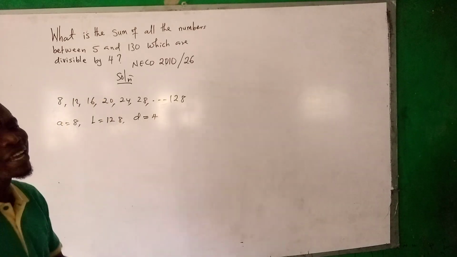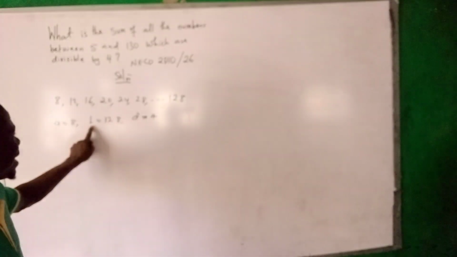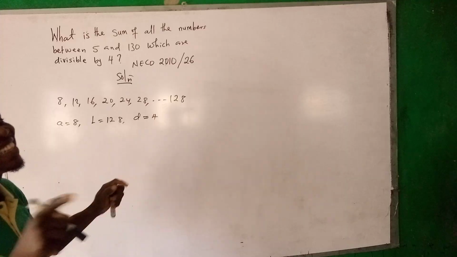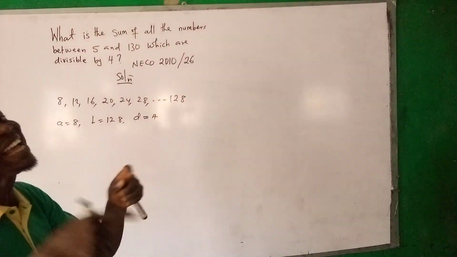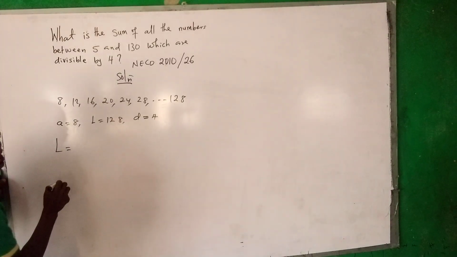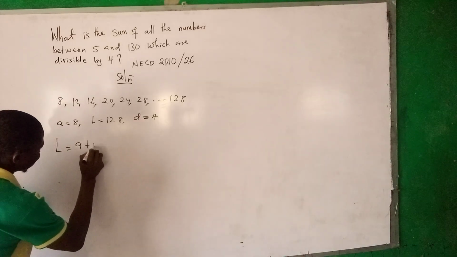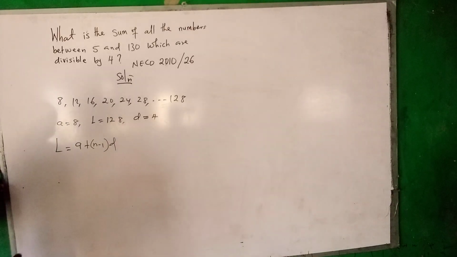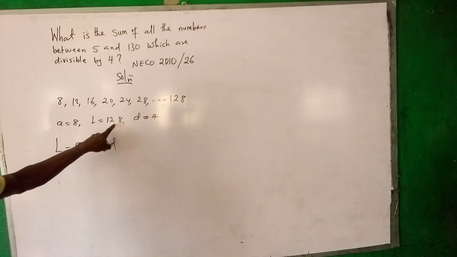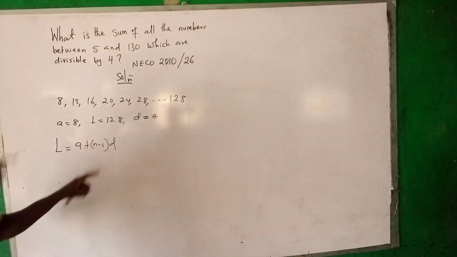Now, I'm going to get the number of terms that will help me to sum them. I'm going to use the last term. Remember in AP you have the nth term. You can use the formula for the nth term for the last term, because the last term is still the nth term. So L becomes the same formula: A plus (n minus 1) times D. Are you following me? Where L, A and D are known, we're looking for n.